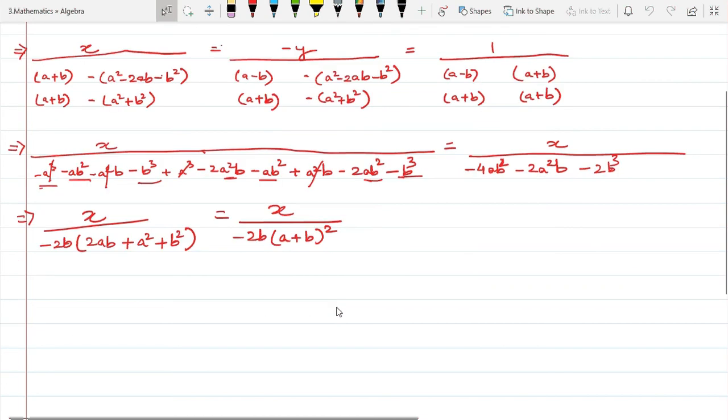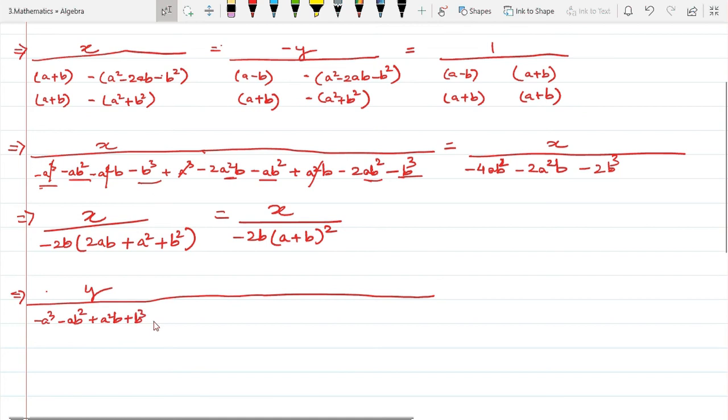When I do the same thing for y, what I get here is to solve for y now, and y is going to be even more irritating. Okay, the whole thing, when I solve for y, what I get is a multiplied with minus of a square plus b square. So when I multiply this with a, I get minus a cube minus ab squared. Now I multiply with minus of b, so I get plus a square b plus b cube.